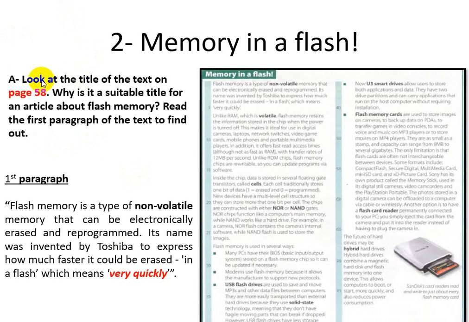Okay, so what he's requesting in exercise number 2 is to look at the title of the text in this page 58. Why is it a suitable title for the article about flash memory? Read the first paragraph of the text to find out. Okay, so why did they give it this title?